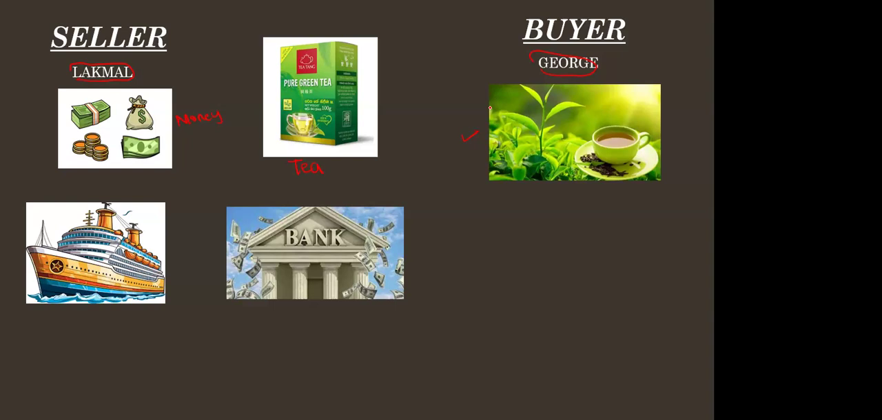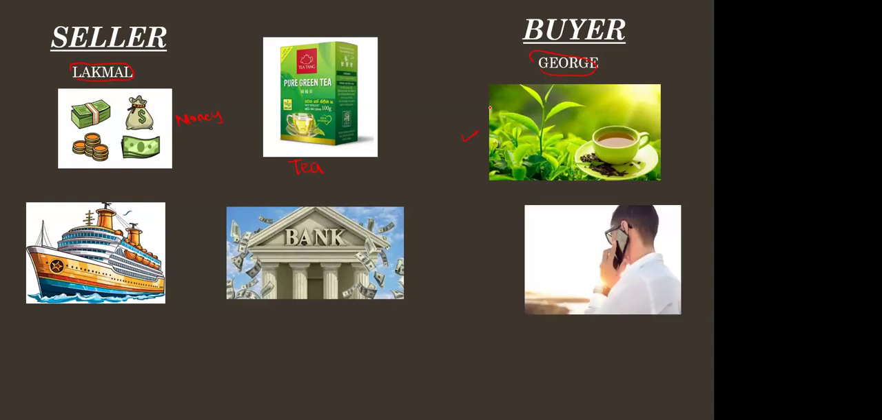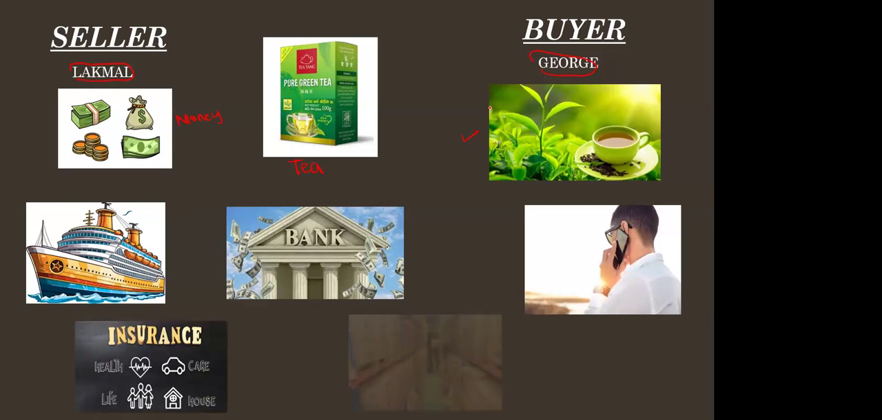Another one is communication. You need to have a call, and communicate through messages and all. So that service also you need. Next one is insurance. You are sending the product, for example in a ship, you are sending the tea. Sometimes your ship gets sunk. What will happen? Insurance should come and rescue you. So you need insurance service also. And next one is what? Warehouse.